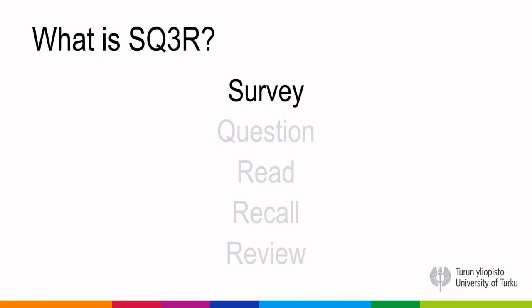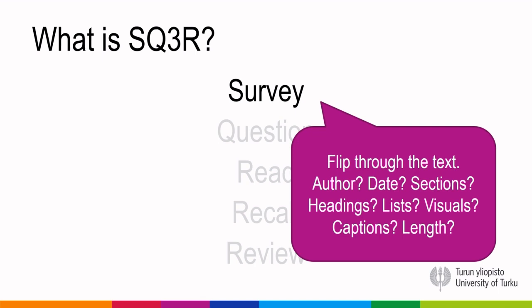So the first step in SQ3R is survey. What surveying is, you're flipping through the text. You're seeing things like who wrote this, when was it published, are there sections, are there chapters, are there charts, are there pictures, how long is it, how long do I need to read, what does the professor want me to do. If you were to think about what this looks like, it really looks like flipping through the text. You're turning pages quickly, you're scanning up and down, you're not reading for meaningful information at this point. You're surveying overall and seeing what is the task ahead of you.